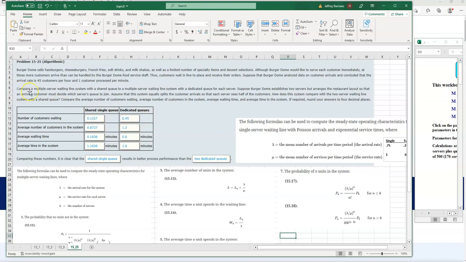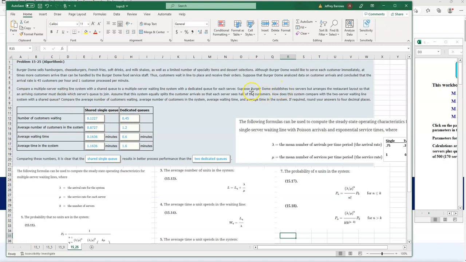It says, compare a multiple server waiting line system with a shared queue to a multiple server waiting line with a dedicated queue for each server. So there's two things that we're going to look at here. This last one is a little easier. You've got multiple lines with a server for each. This first one is saying, let's say that I have just one line, but I have multiple servers. And I believe the number of servers is two.